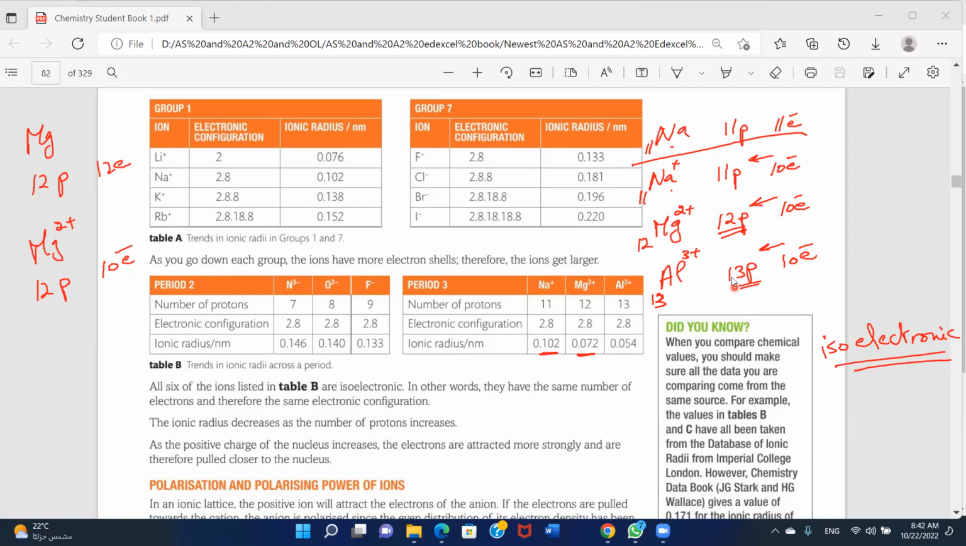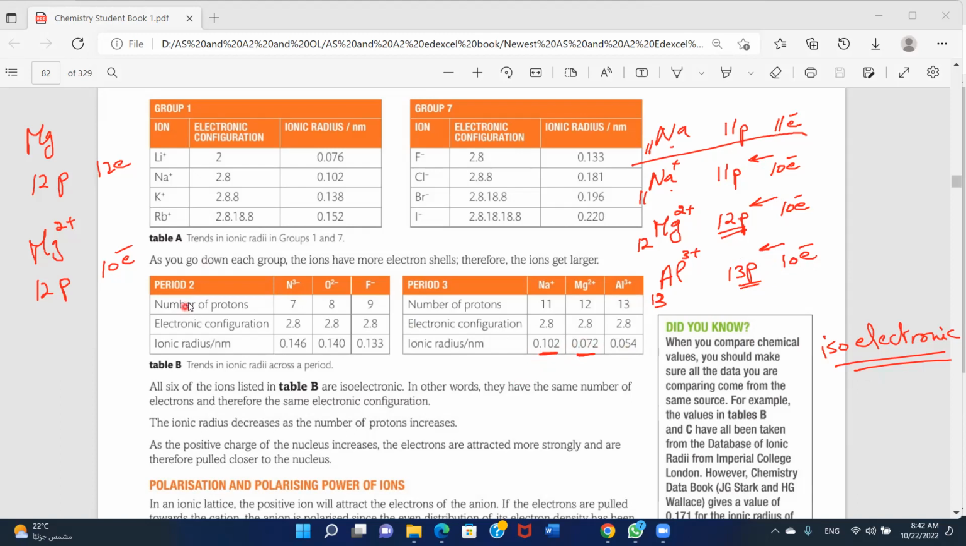So as long as the number of protons increases, the attraction force towards the electrons will also increase and the radius decreases. So the ionic radius of a +3 ion, among isoelectronic ions, is always going to be smaller than that of the +2, and the +2 smaller than the +1.